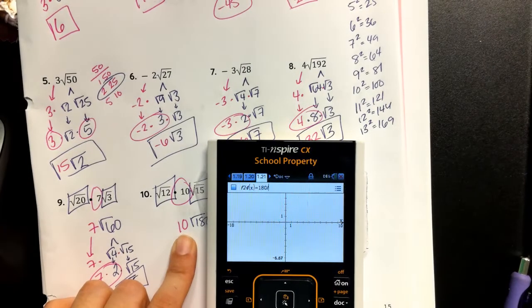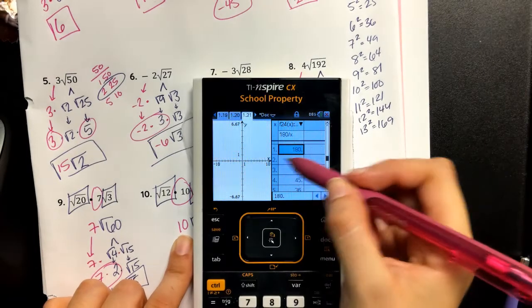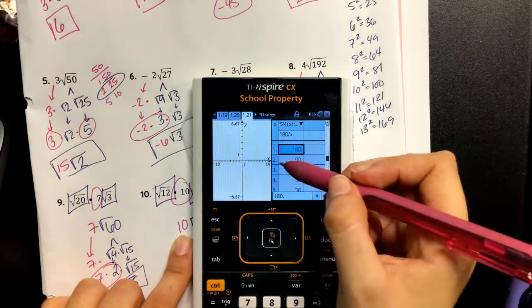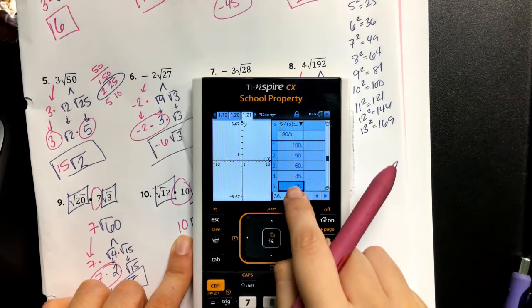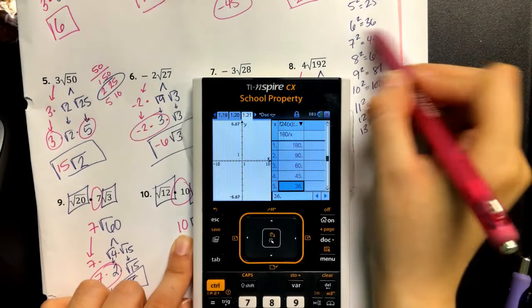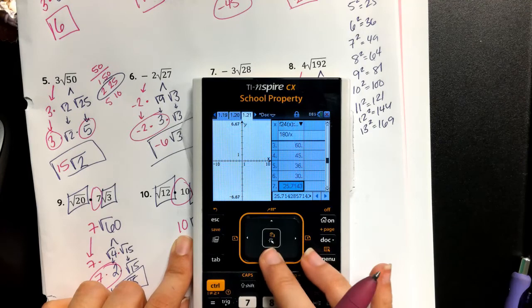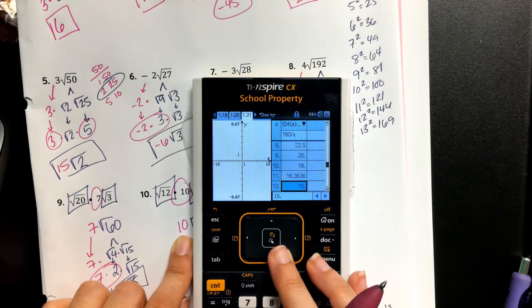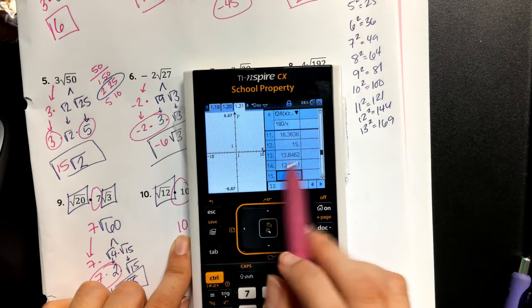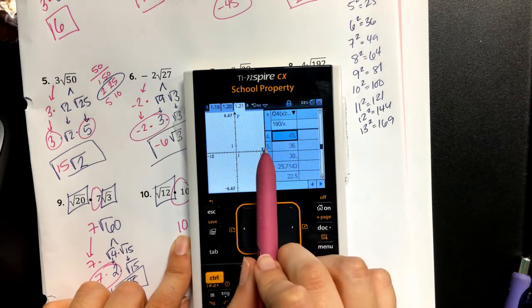180 divided by x. Control T. 2 and 90. 90 is not a perfect square. 60 not. 4 is a perfect square. Now we have to see if there's any bigger ones. 36 is a perfect square. It's right here. So we already eliminated 4. 36 might be our biggest one. 6 and 30. 9 and 20. 10 and 18. 12 and 15. 15 and 12. Since we repeated, we're done. So our biggest perfect square was 36. 5 and 36.